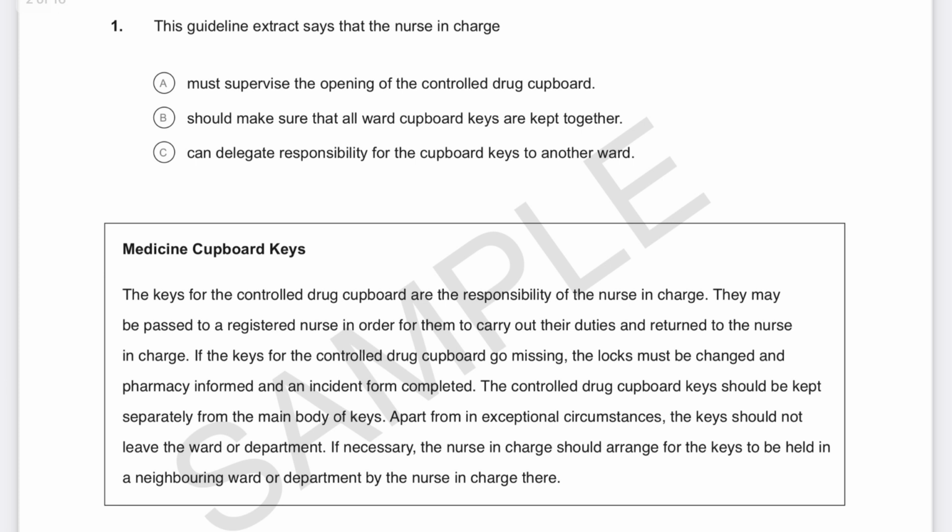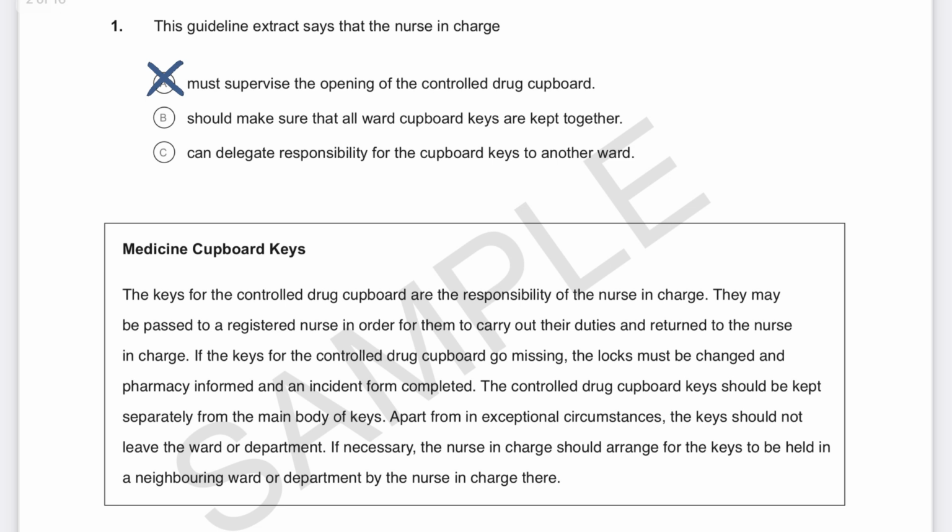So now we go to the question and then eliminate incorrect options. So number 1, this guideline extract says that the nurse in charge, letter A, must supervise the opening of the controlled drug cupboard. So we can eliminate this option because we didn't read this at all in the extract.